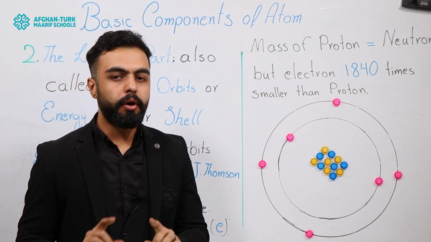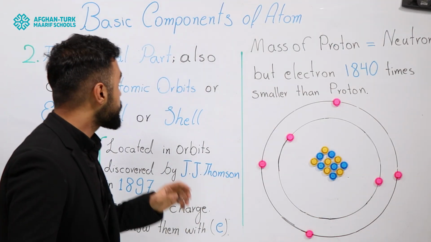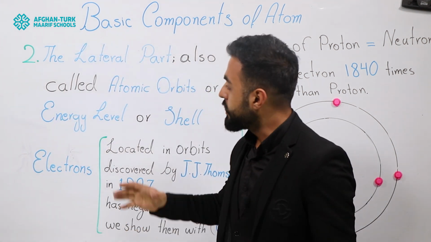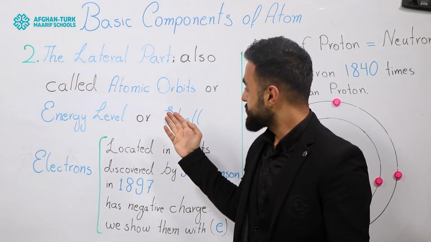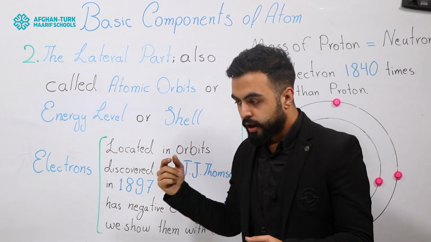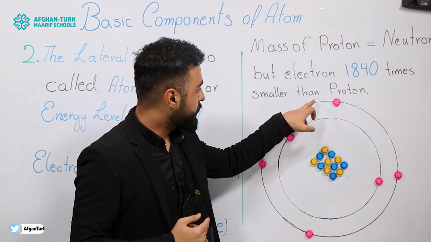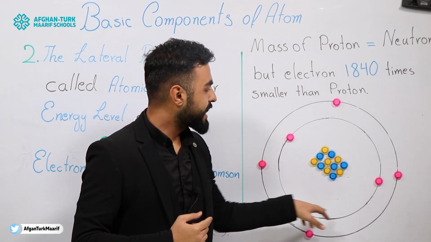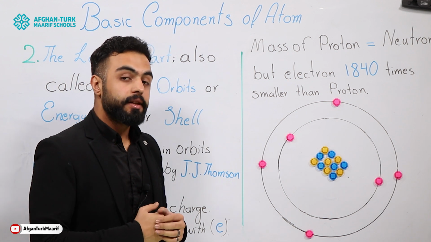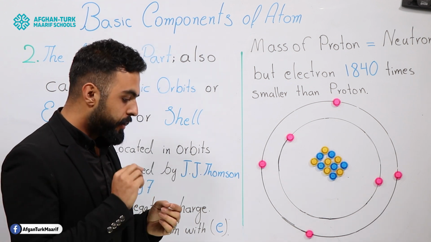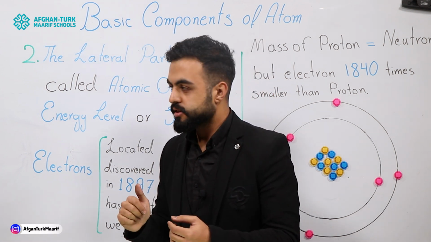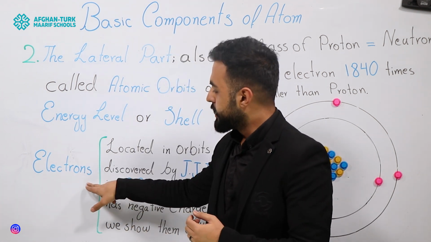The second part of an atom is the lateral part. The lateral part, which is also called atomic orbits, or also energy levels or shells. If we see here, these circles are actually called the shells or the atomic orbits. So the only particle which is located in these shells is called electron.